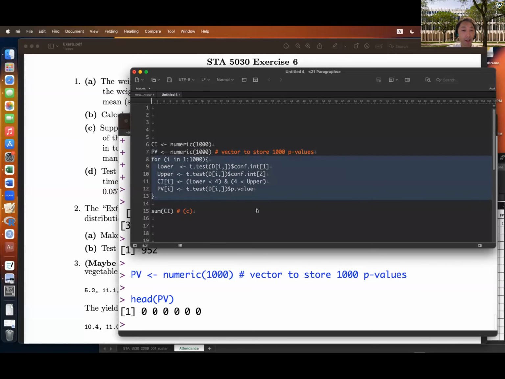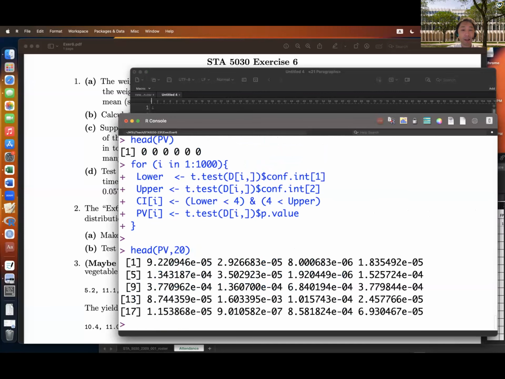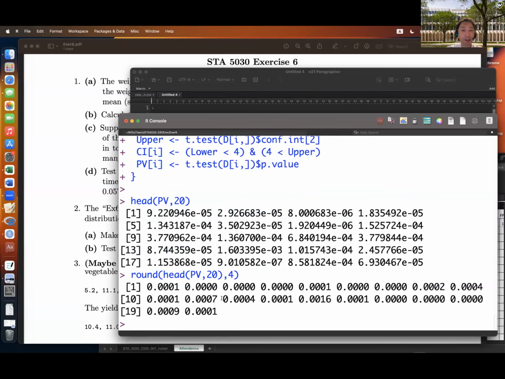So we can do this again. Then we can see the head of p-value, maybe the first 20. Maybe it's a little bit hard to see, so maybe we just round this to just 4 digits. Then, oh, this is strange.